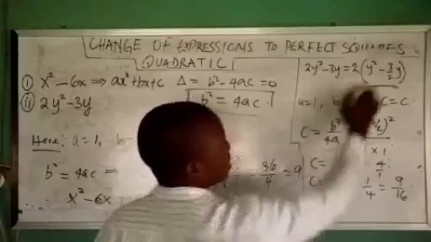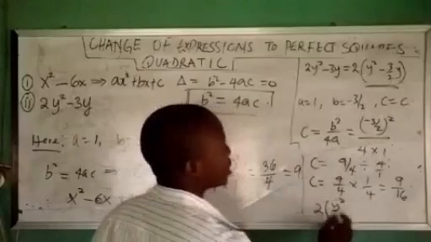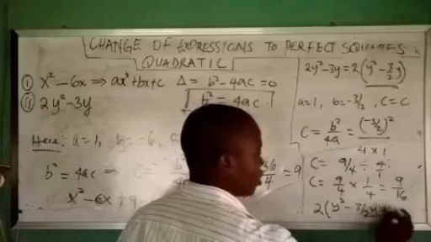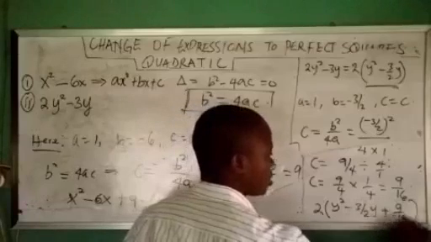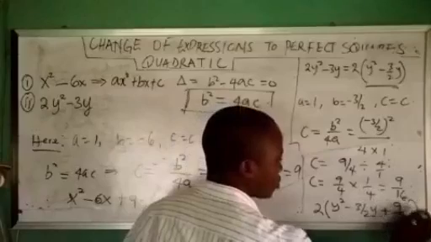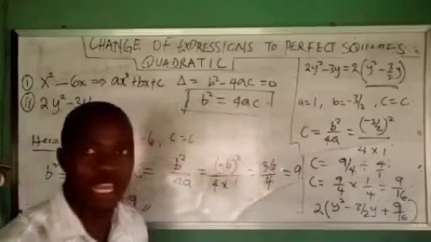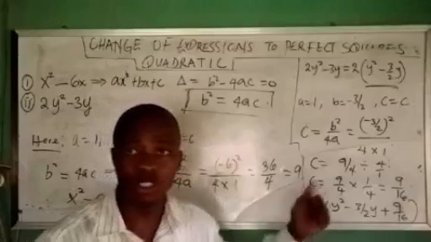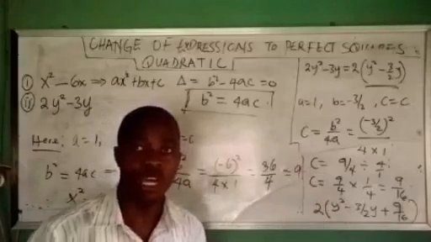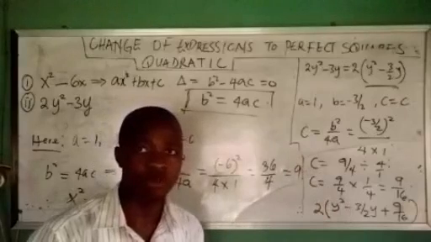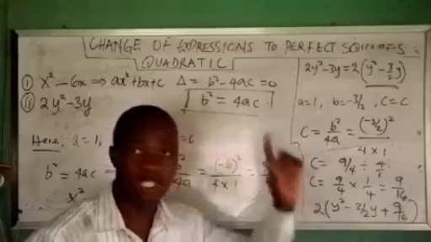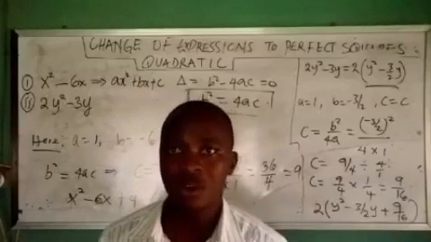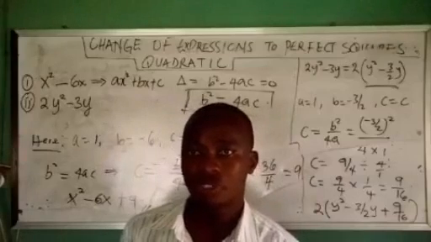Therefore, we can have this expression as a perfect square as 2 into brackets, y squared minus 3 over 2 y plus 9 over 16. You can as well compare this result to the result of the other method, the first method we used. So that is how it has been solved.